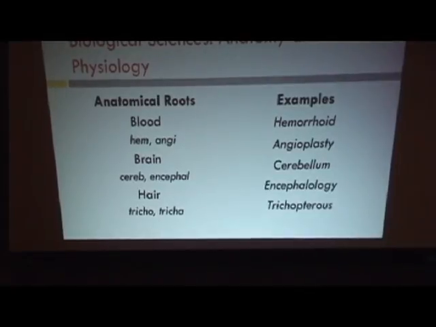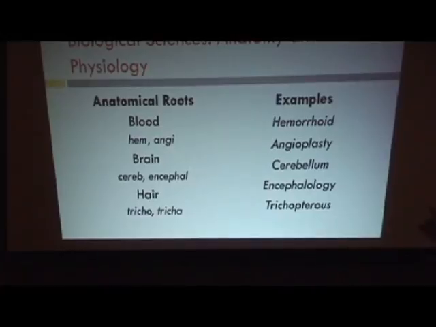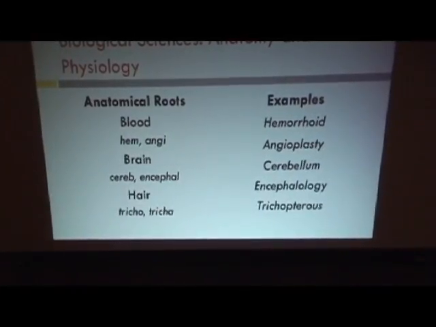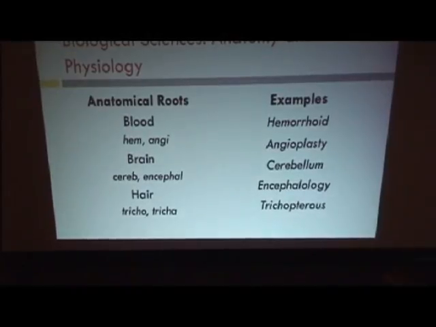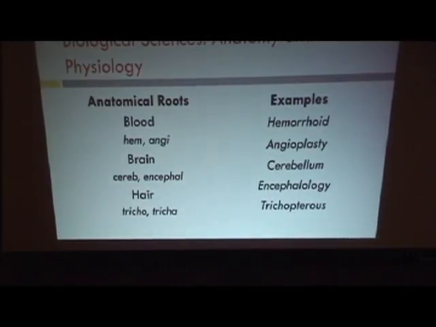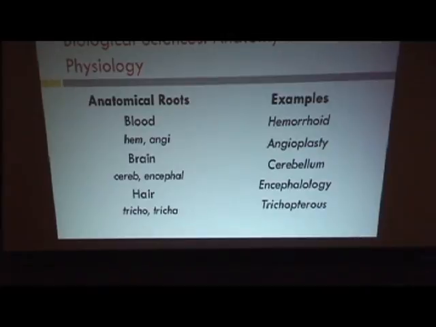Now, anatomical roots. So if you see heme, if you see angio, you know that you're looking at something regarding blood. So here we have hemorrhoid, has to do with blood. If I have angioplasty, I don't know what it means 100%, but I know it has to do with blood. So now I'm taking an exam. I have so many words to remember, but these keys will help me to identify the meaning of the words on cue, on the spot.